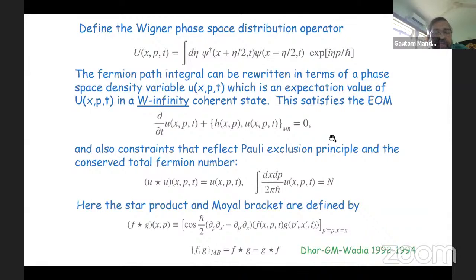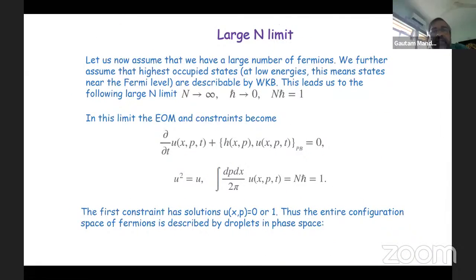All of this may sound complicated, but the part that I'm going to use is the N going to infinity limit almost throughout the talk, and it will be easy then. So what we are going to do now is take the large N limit. I'll come back to this slide in a moment. The large N limit is one in which the number of fermions N goes to infinity, h bar goes to 0, in such a way that N h bar is equal to 1.